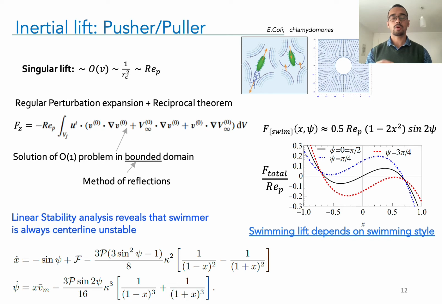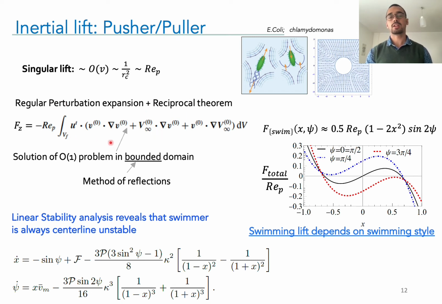Now, we have also done the same analysis for a pusher-puller or a bacteria type of swimmer, which has the force dipole flow field. And we find that the singular lift in that scenario would be order Re_p, which is the same as the regular perturbation technique. So one can use either of them to get the leading order approximation to the lift. And that's what we do. We use a regular perturbation with the reciprocal theorem.